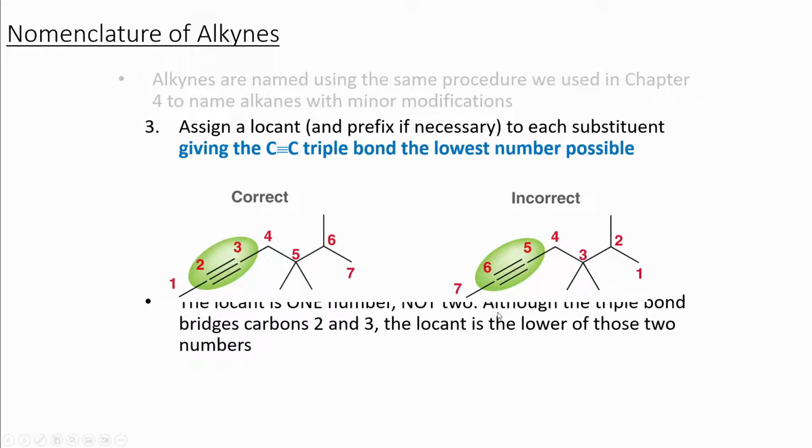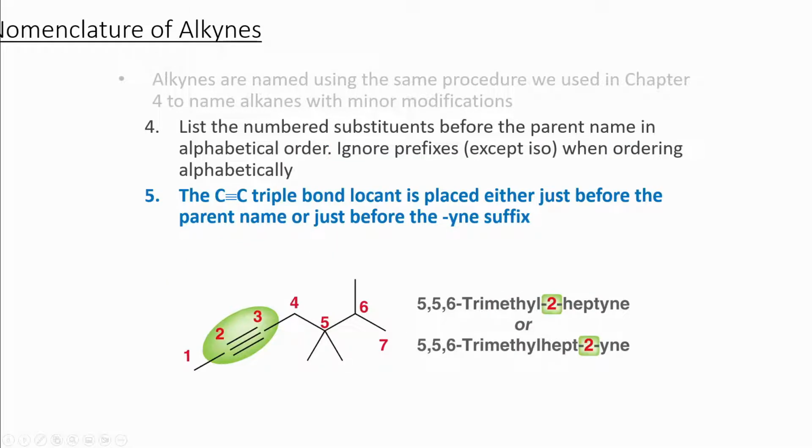Then we can assign the location of the triple bond. We want to give the triple bond the lowest number possible. In this example, we have 1, 2, 3, 4, 5, 6, 7, and we can put the triple bond either at the 2 position or at the 5 position. In this case, we're going to want to put the triple bond at the 2 position. There are two options for placing the location of the carbon-carbon triple bond. We can place it before the parent name or before the suffix.